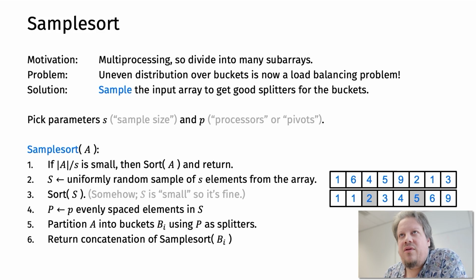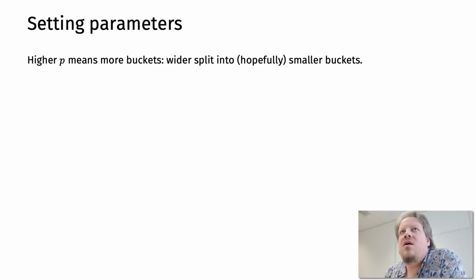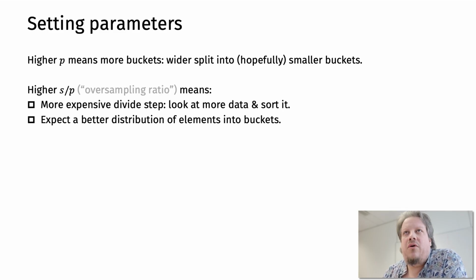Let's think a little bit about these parameters S and P. Higher P means more buckets, which is a wider split into hopefully smaller buckets. Higher S over P, and this thing is called the oversampling ratio, means we have a more expensive divide step. We look at more data and we have to sort it. But what it does is it lets us expect a better distribution of elements into the buckets.